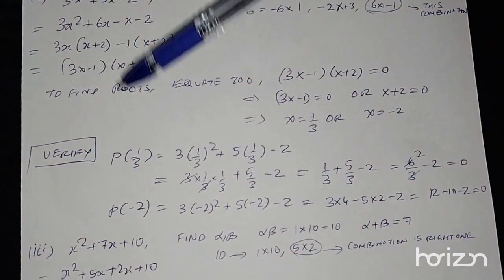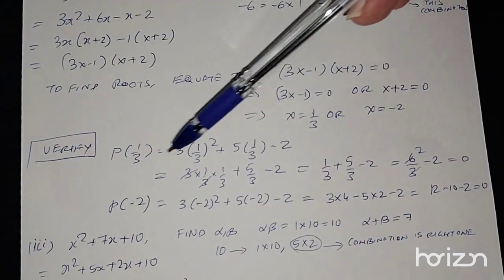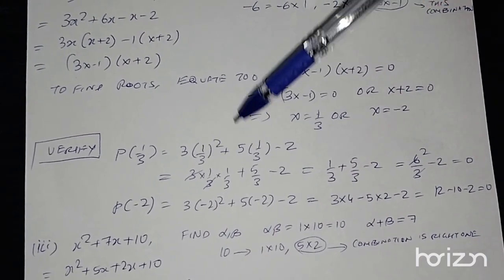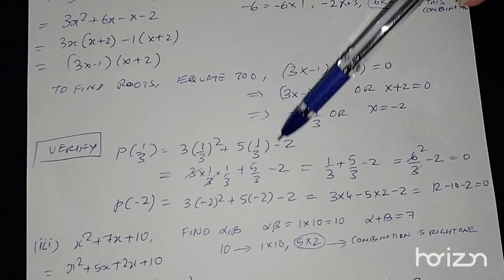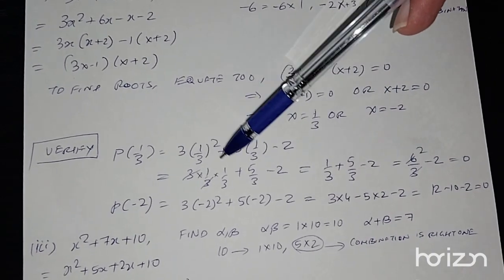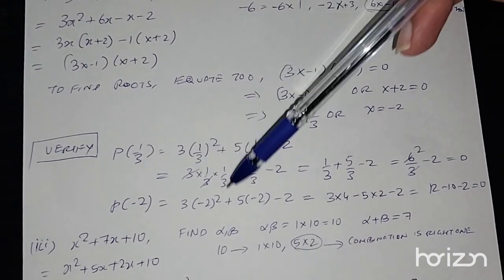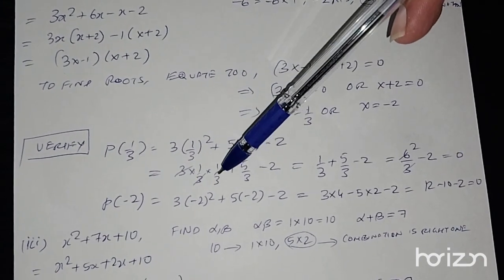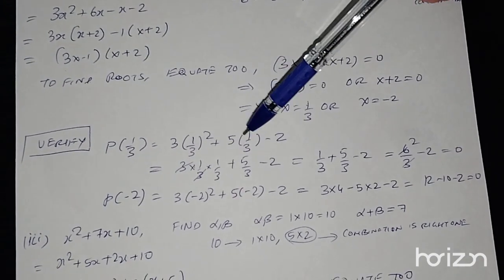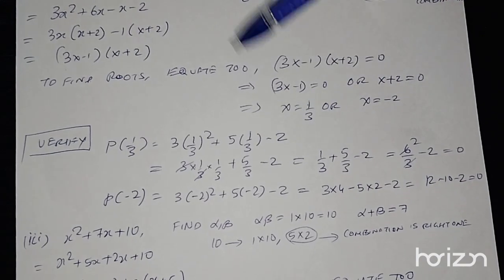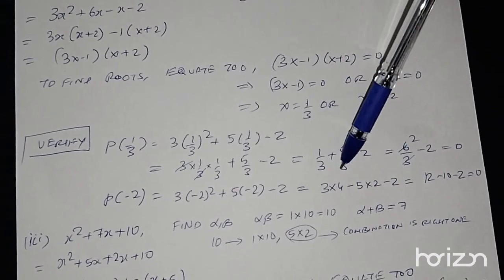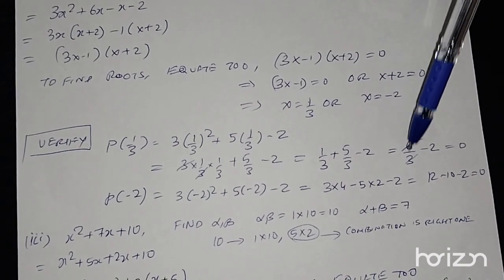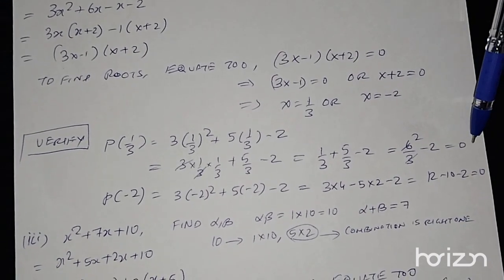Now to verify, you just substitute in the equation. So p of 1 by 3 is, instead of x, I have put 1 by 3 here. So 3 into 1 by 3 whole squared plus 5 into x, that is 5 into 1 by 3 minus 2. So 1 by 3 whole squared is 1 by 3 into 1 by 3. Right, I have written this down here. There is a 3 here which will get cancelled. Your remaining thing is 1 by 3 here. Here you get 5 by 3 minus 2. So 3 is the same denominator. So 5 plus 1, you'll get 6 by 3, which is actually 2 because 3 2s are 6. So 2 minus 2, you'll get 0.